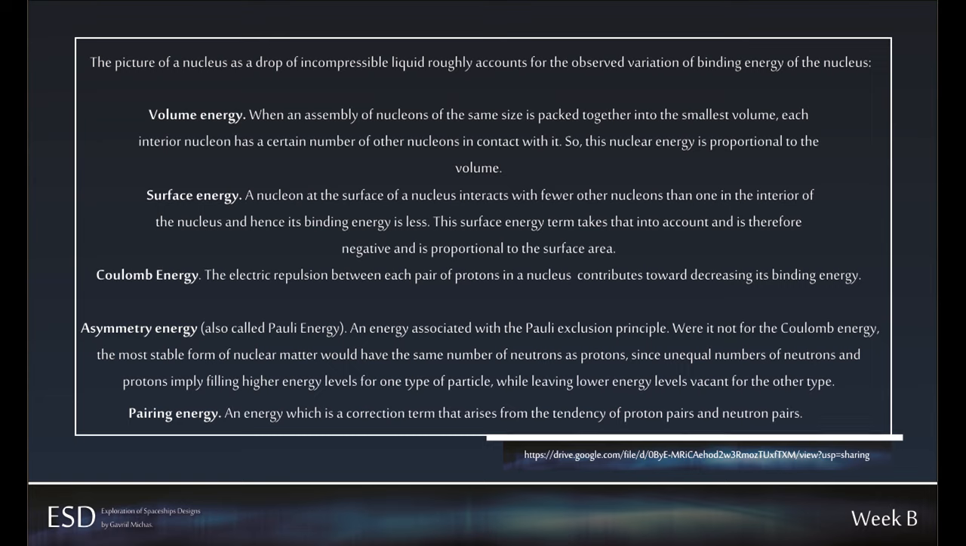Coulomb energy. The electric repulsion between each pair of protons in a nucleus contributes toward decreasing its binding energy. Asymmetry energy, also called Pauli energy. An energy associated with the Pauli exclusion principle. Were it not for the Coulomb energy, the most stable form of nuclear matter would have the same number of neutrons as protons, since unequal numbers of neutrons and protons imply filling higher energy levels for one type of particle, while leaving lower energy levels vacant for the other type.